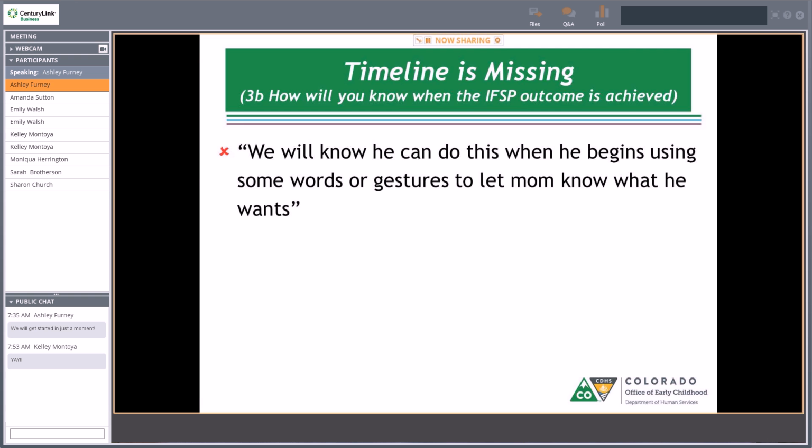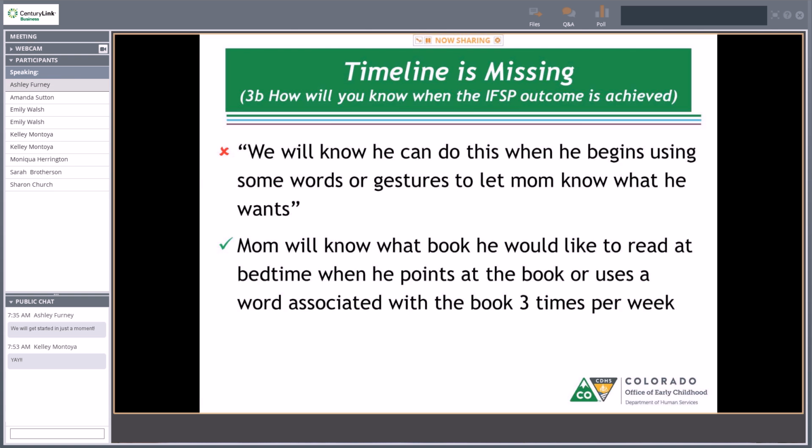So the timeline is missing. Here's an example of one that's missing a timeline. We will know he can do this when he begins using some words or gestures to let mom know what he wants. And then here's an example of a similar outcome with a timeline. Mom will know what book he would like to read at bedtime when he points at the book or uses a word associated with the book 3 times per week.